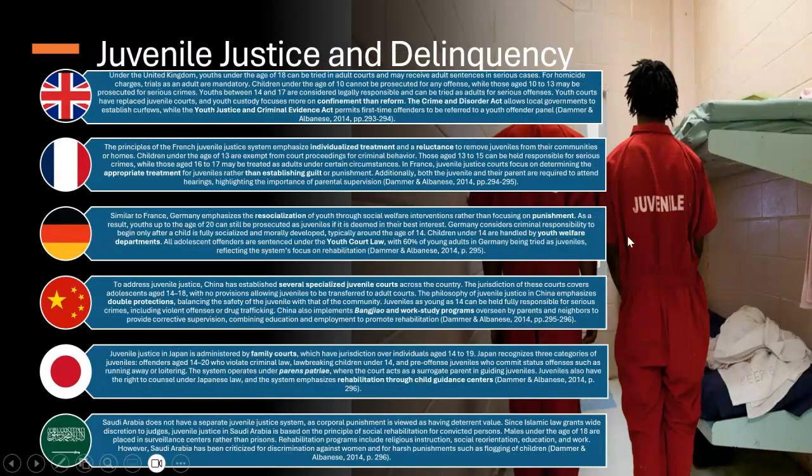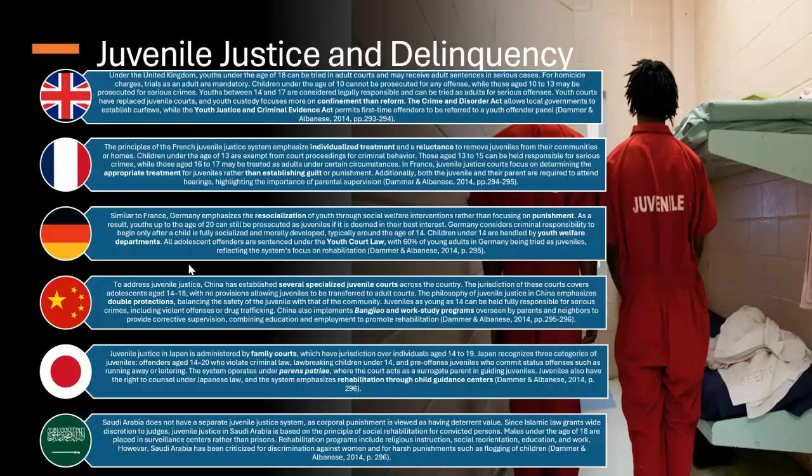When it comes to the juvenile justice system, the United Kingdom differs from its European neighbors and American counterparts in regards to the fact that the juvenile justice system in England focuses on isolating youth offenders rather than rehabilitation. On the other hand, France and Germany share similarities to America's juvenile justice system in the fact that the juvenile justice system emphasizes individual treatment and resocialization of youth through social welfare interventions rather than focusing on punishment. Additionally, just like in the United States and Japan, juvenile justice is administered by family courts that operate under parens patriae, where the court acts as a surrogate parent in guiding juveniles.